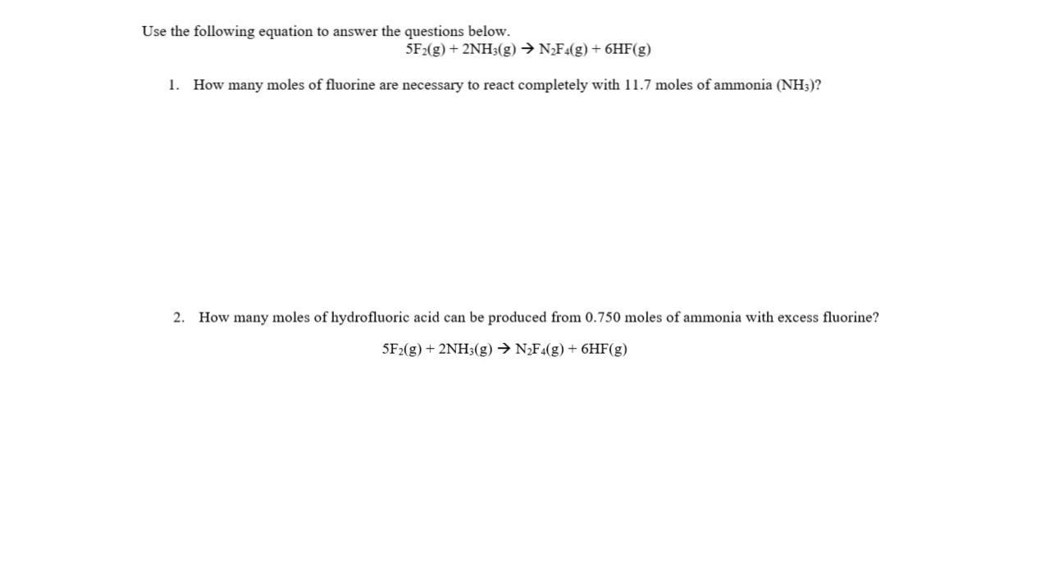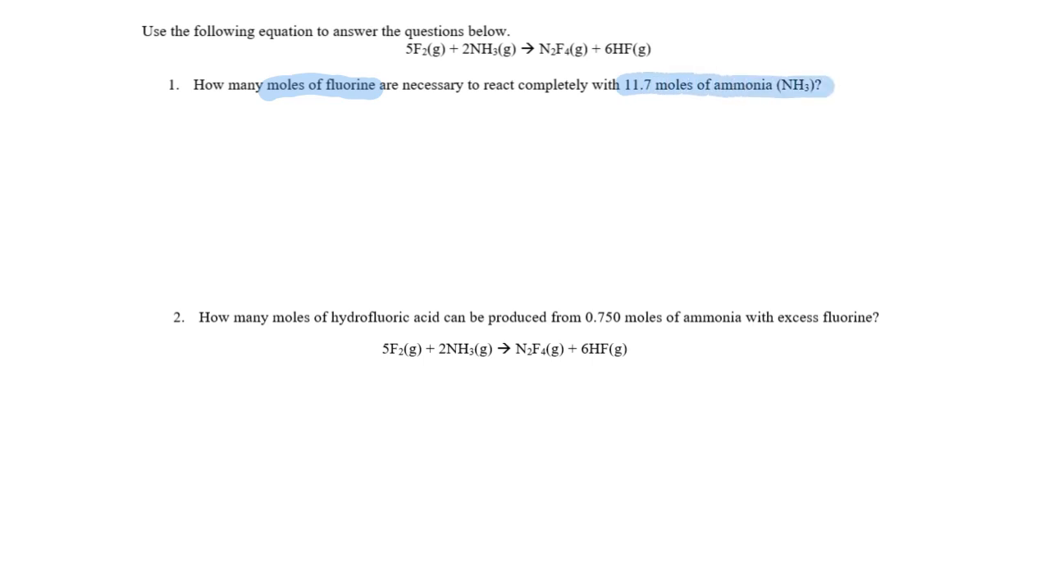All right, so if you're watching this video, it means you're still struggling a little bit with mole to mole conversions, and that's okay. So I'm going to go a little bit slower, and we're going to lay everything out again and tell you the steps. First thing you're going to do is read the problem and identify all the information that you need in the problem. So it says, how many moles of fluorine, okay, so that's what we want to get to, that's our ending point, are necessary to react completely with 11.7 moles of NH3.